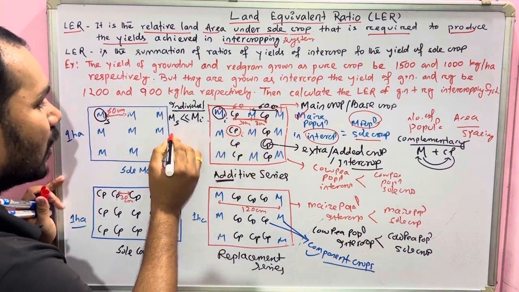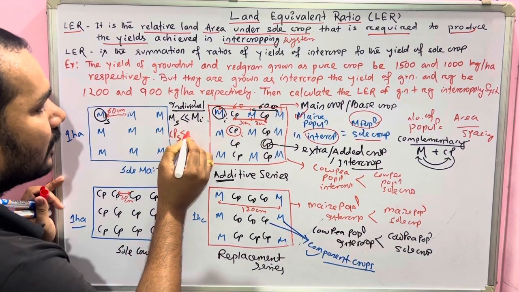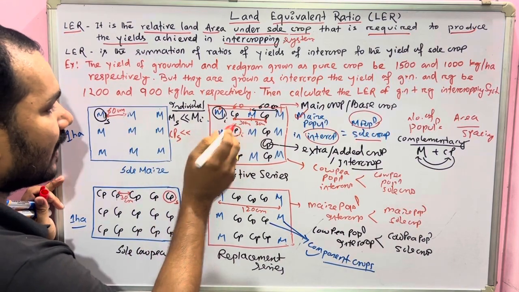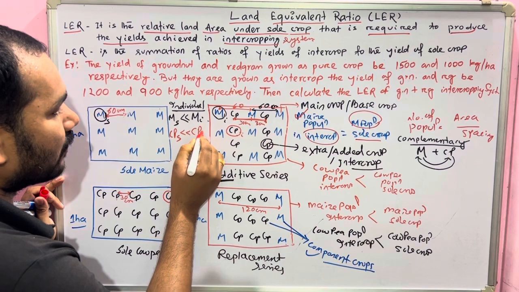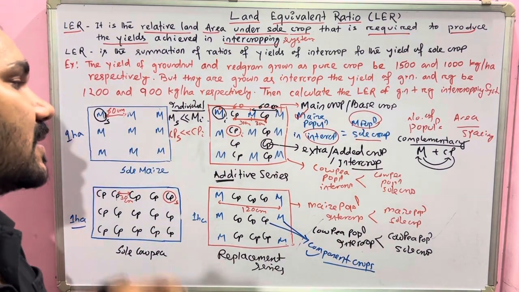That means here also the cowpea in sole crop individually will give less yield as compared to the cowpea yield you are getting from the intercrop. Okay, you will say yes sir.